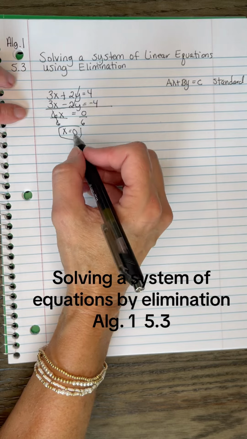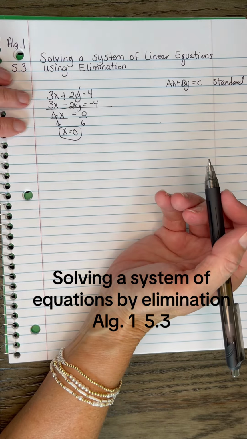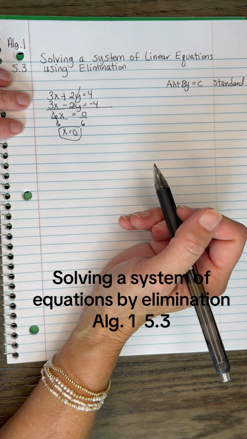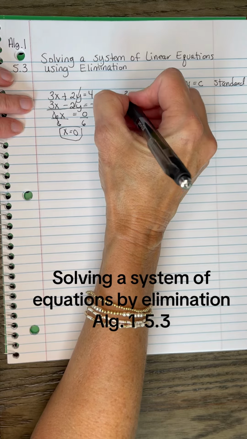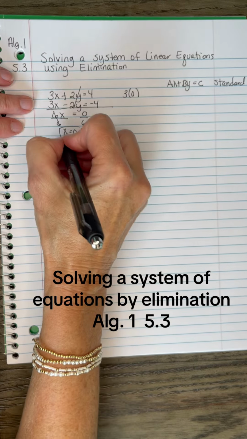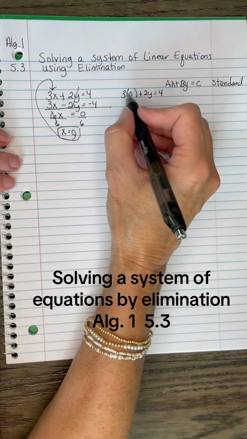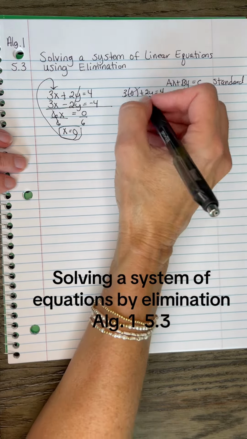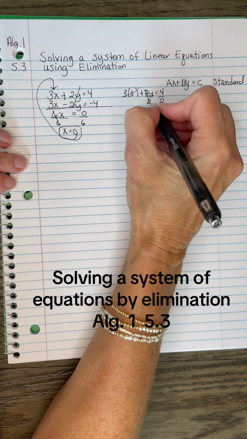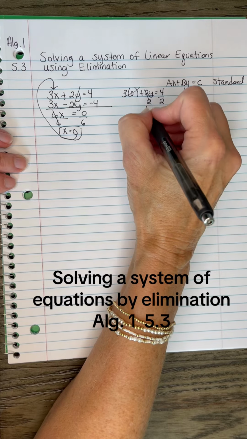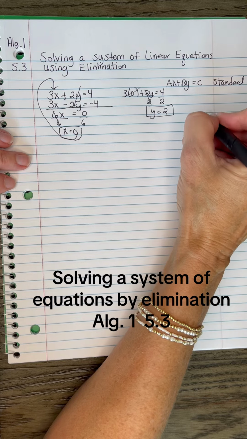Now I'm going to plug this 0 into either equation, whichever one looks the easiest will work, and find my y. So I'm going to use the top one, 3 times 0, so I'll put that 0 right there, plus 2y equals 4. 3 times 0 is 0, so I don't even have to write that down. I have 2y equals 4, so I'm going to divide by 2. So y equals 2. So I have the second part of the answer. So the solution is 0, 2.